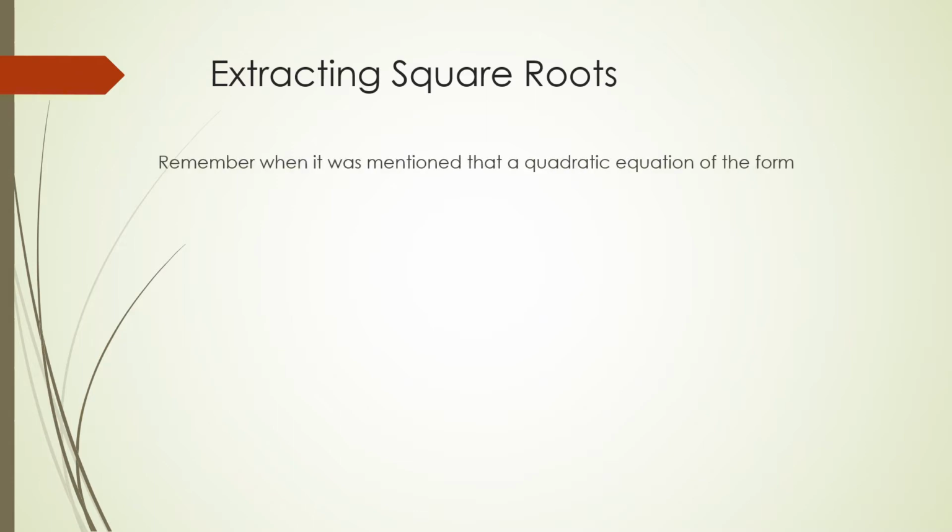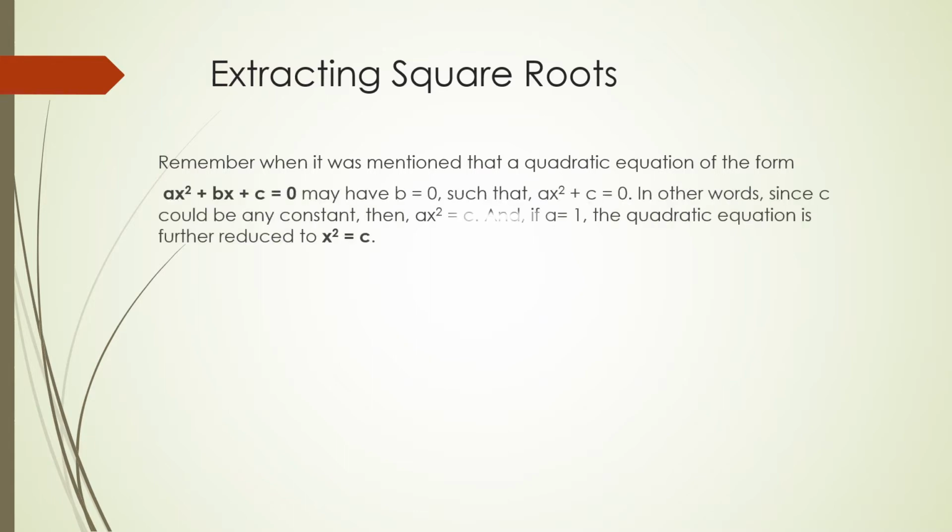Remember when it was mentioned that a quadratic equation of the form ax squared plus bx plus c is equal to 0 may have b is equal to 0, such that ax squared plus c is equal to 0. In other words, since c could be any constant, then ax squared is equal to c. And if a is equal to 1, the quadratic equation further reduced to x squared is equal to c.